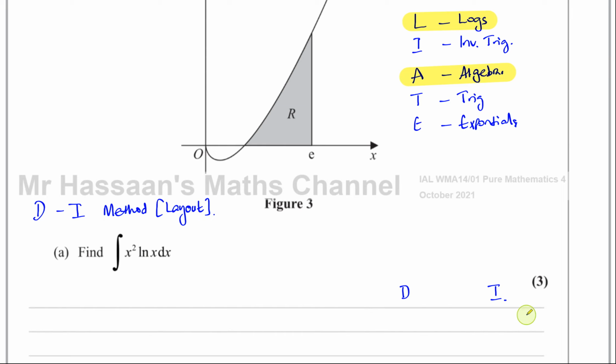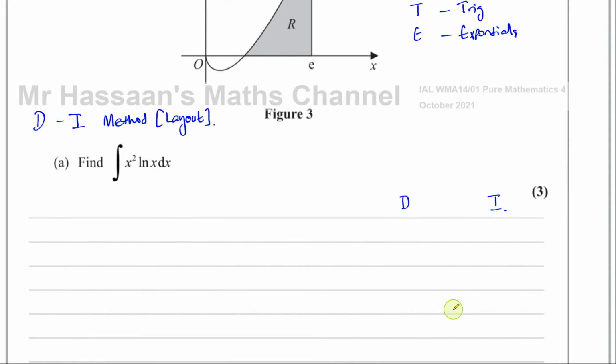If we integrate ln x, which we can do using integration by parts, it becomes more and more complicated. So if we choose x squared for this, it's going to make everything more complicated for us. So what we have to do is choose ln x for D. That will make it work.